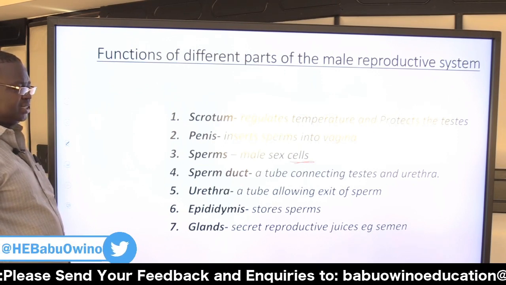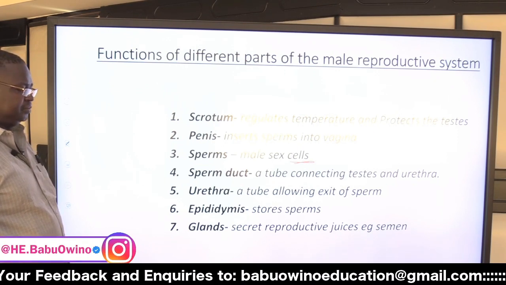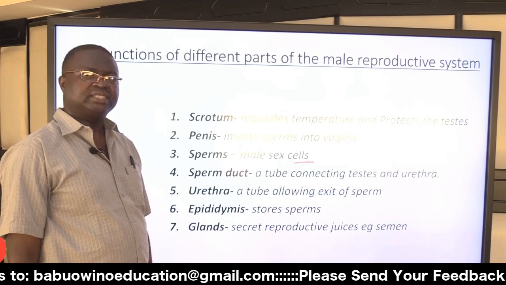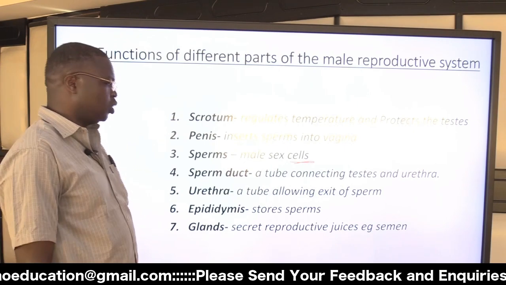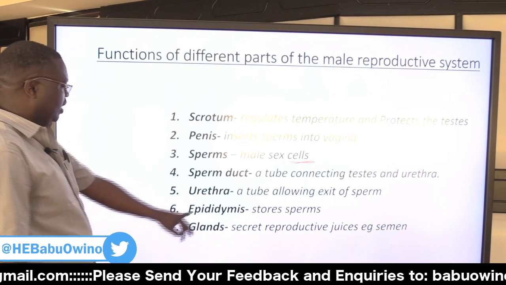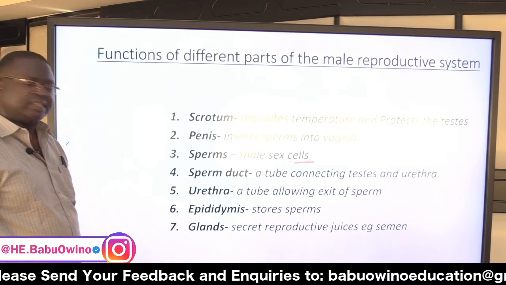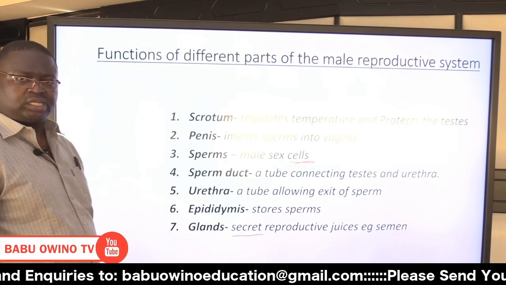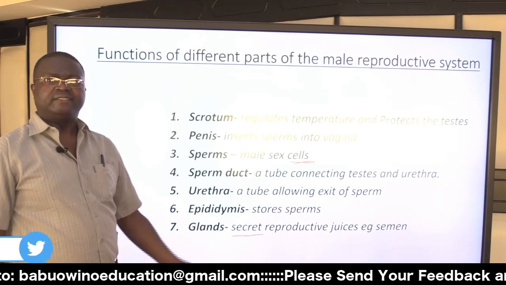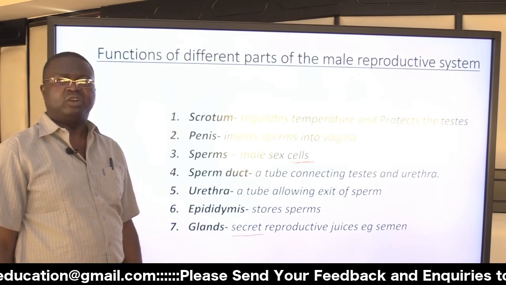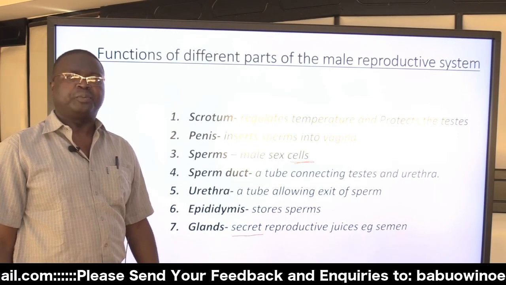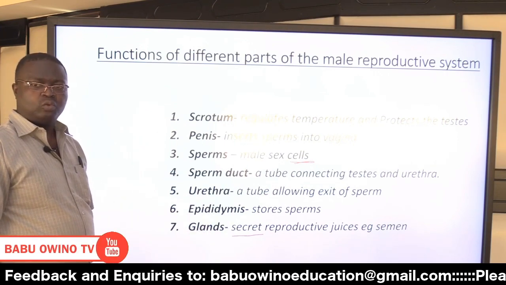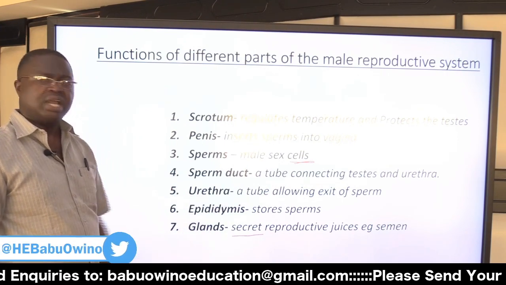Number 4, sperm duct is a tube connecting testes and urethra. Number 5, we have urethra. It allows movement out of the body of urine and also semen. Then we have epididymis. It's the one which stores the sperms. Gland secretes. To secrete is to produce. There are many glands. In this case, we're dealing with the reproductive glands, the seminal vesicle, Cowper's gland, and prostate gland. You can just collectively call them glands. They produce a fluid which mixes with sperm to form what we call semen.